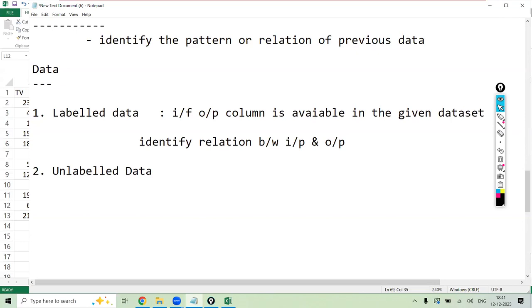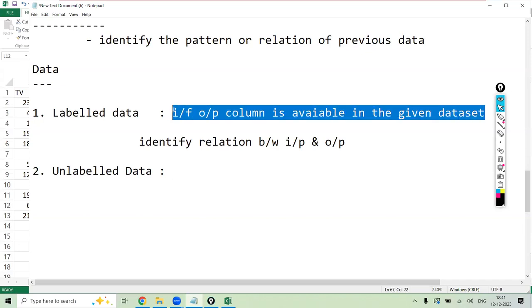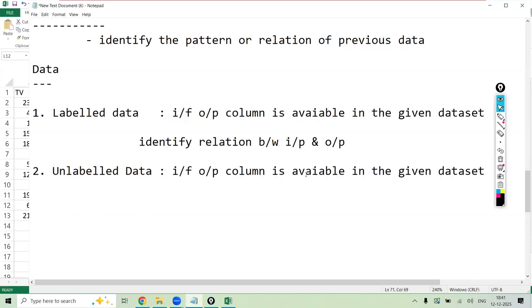Okay, for labeled data, we have to do like this. Now, where it comes to the unlabeled data. Okay, second one is unlabeled data. What is meant by unlabeled data? It means the output column is not available in the given data set.